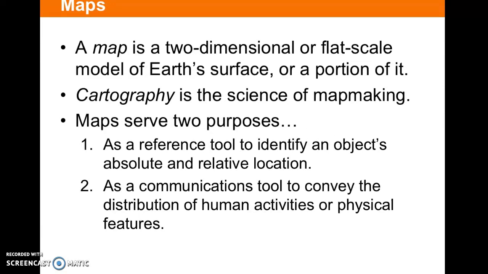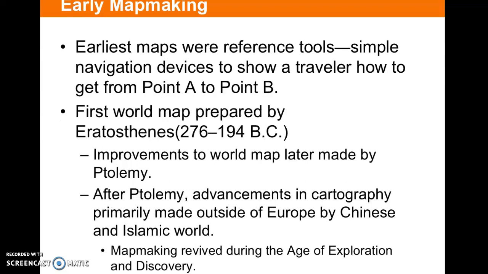So cartography is the science of map making, and we don't really build maps in geography. We use them as tools. We use them as reference tools to show where something is, either its absolute location, usually using its latitude and longitude, or using its GPS data or GIS data. And we can also look at relative location, like how close are these places? Is it near the ocean? Is it closer to another country? And we also use maps as communications tools today. So we use them to show how human activities are distributed.